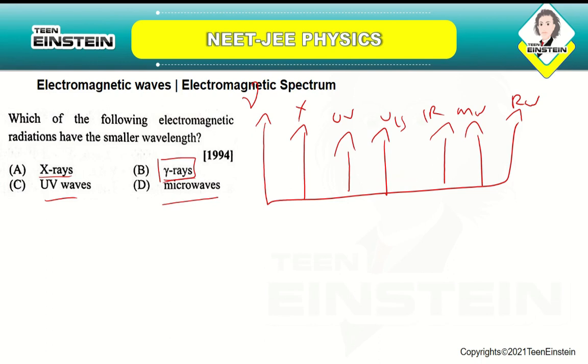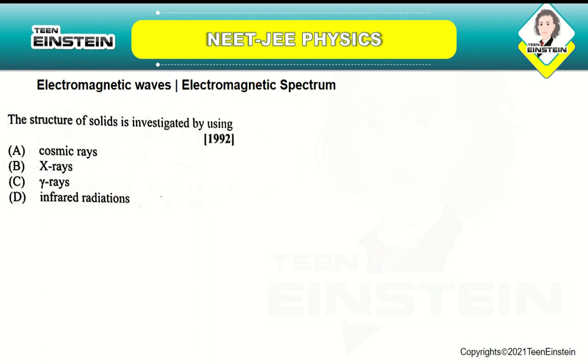You can see this was asked in 1994, and a similar kind of question was also asked in the 2000s. So similar questions were repeatedly asked, and you can directly say the answer from the question. Just by seeing the electromagnetic spectrum itself, you can easily find out that the shortest wavelength will be for gamma rays. They will have a lesser wavelength, but the energy will be higher for them. Let us now move on to the next question.